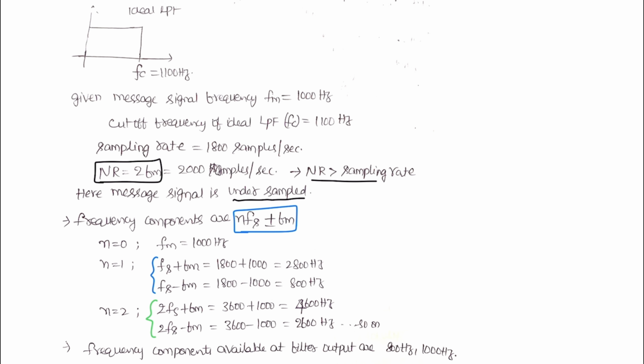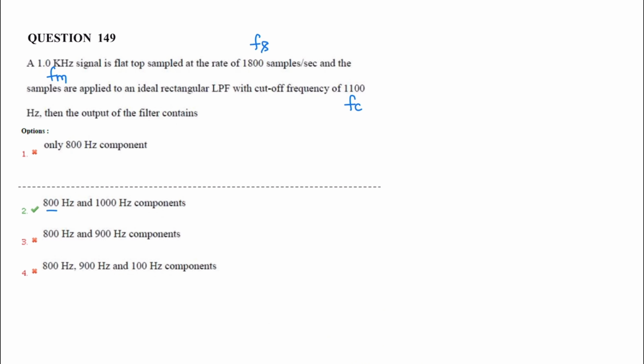Now, which frequency components are allowed by this ideal low pass filter having the cutoff frequency of 1100 Hz? The frequency components are 800 Hz and 1000 Hz. 2800, 4600 and 2600 are all beyond the cutoff frequency. The frequency components that are allowed are 800 and 1000 Hz by the ideal low pass filter.